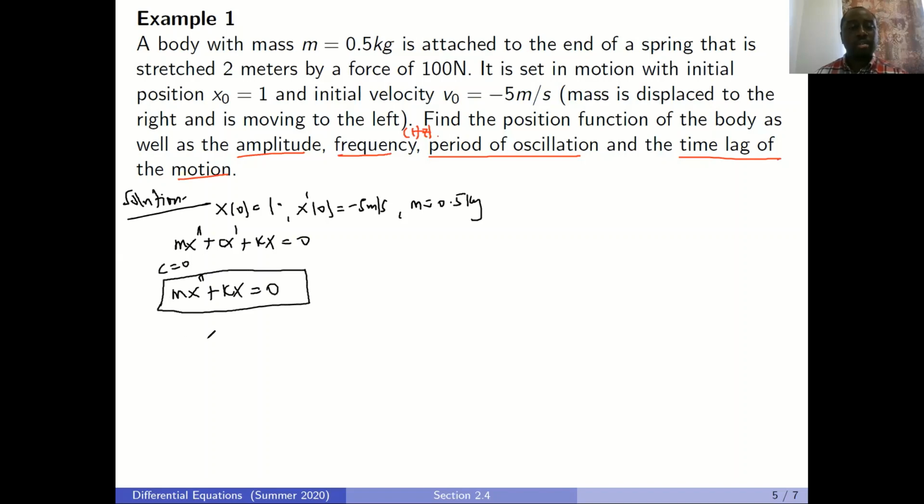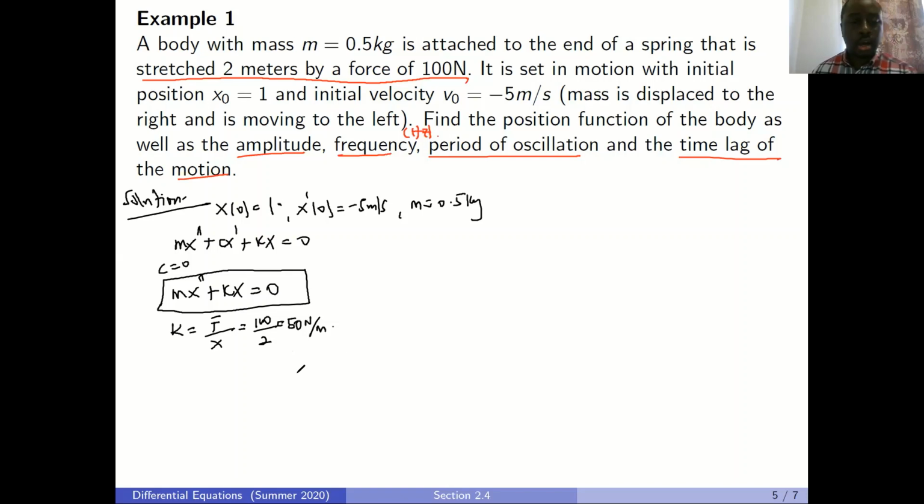Okay. Now I already know what the m is. My mass is 0.5 kg. So what I need is my spring constant. And to find the spring constant, we are given some information here. We are told that the spring stretches 2 meters by a force of 100 newtons. Since we know that the force is directly proportional to the displacement, it means that the constant of proportionality is going to be the force over the displacement, which is here 100 newtons over 2, which is 50 newtons per meter.